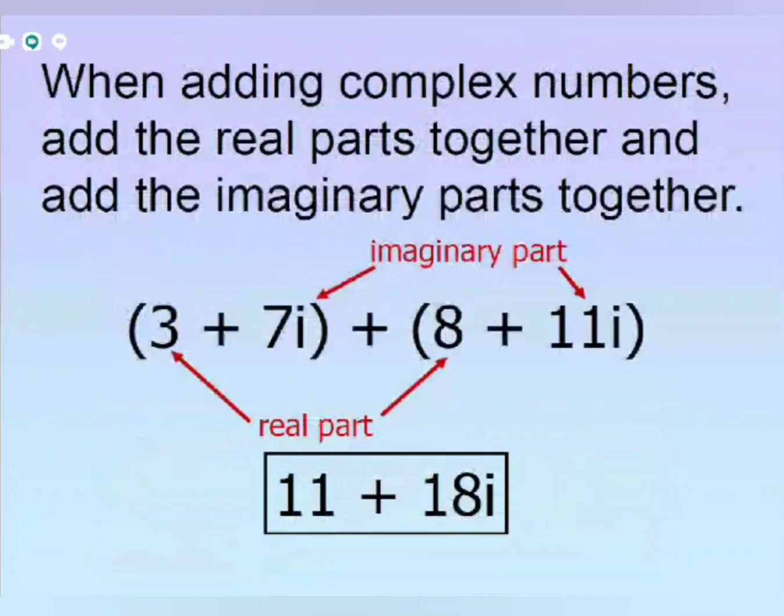Now I describe four properties of complex numbers. Firstly, when adding two complex numbers, add the real parts together and add the imaginary parts together. For example, (3 plus 7i) plus (8 plus 11i). Here the real part of the first complex number is 3 and the real part of the second complex number equal to 8. Therefore, we find that 3 plus 8 equal to 11, and 7i plus 11i equal to 18i. Next, go to the next slide.